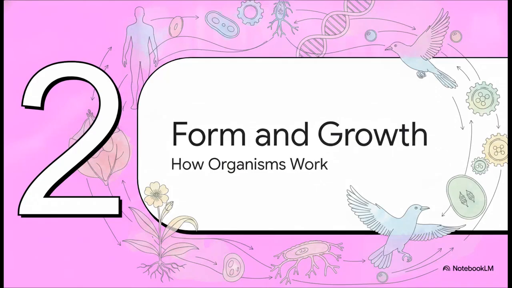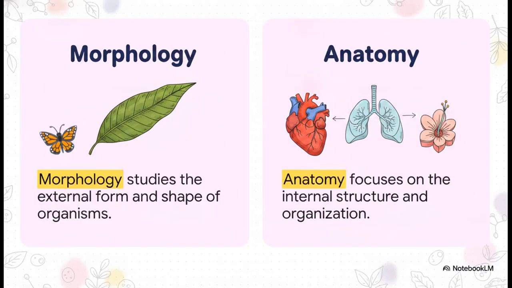Moving on to theme 2, form, function, and growth. All right, let's zoom out from the microscope for a second and look at whole organisms. How are their bodies actually put together? Now, people mix up morphology and anatomy all the time, but the difference is actually super simple. Morphology is strictly about the outside, the external, visible stuff. The gorgeous shape of a butterfly's wing or the broad leaves on a mango tree, that's morphology.